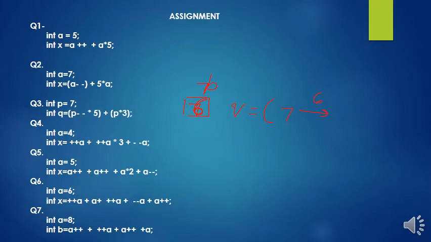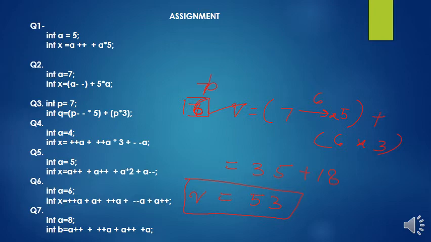So 7 into 5 plus p, where the value of p is at present 6, 6 into 3. So 7 fives are 35 and 6 threes are 18. So that is equal to 53. So q will store the value 53 inside the memory.